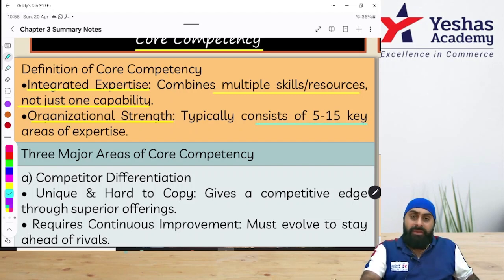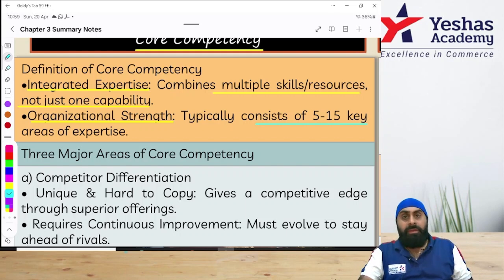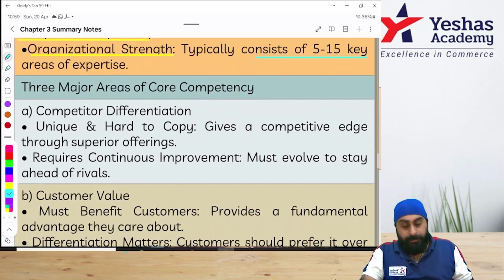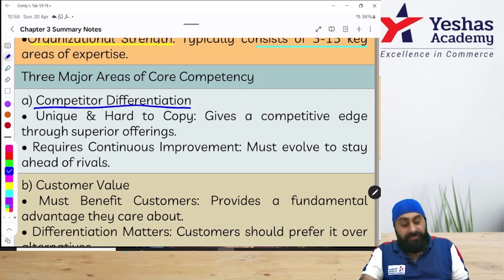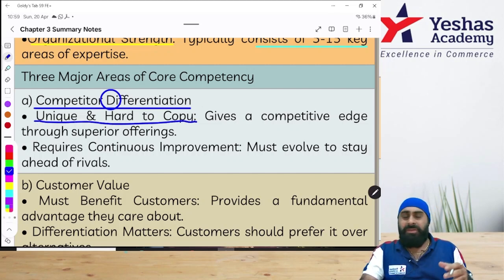If you have one area of expertise, what will happen? That can be easily copied by any other competitor. So you cannot have just one core competency. You have to have multiple core competencies. The major areas of core competencies start with competitor differentiation. The first point is differentiation. I would say D is a very important part. Unique and hard to copy. If you're creating a product, it should be unique and very hard for people to copy.